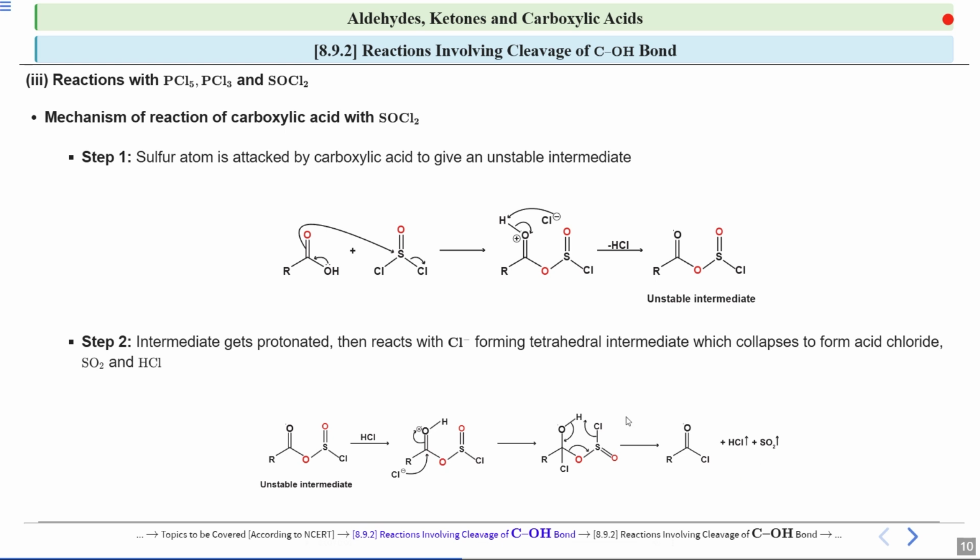Finally, you will see that this intermediate is unstable and will collapse. That is, this chlorine will take up this hydrogen, there will be a carbon double bond oxygen, and this SO2 group will leave from here. So you will get acid chloride, HCl and SO2. This is the mechanism of how this reaction happens.